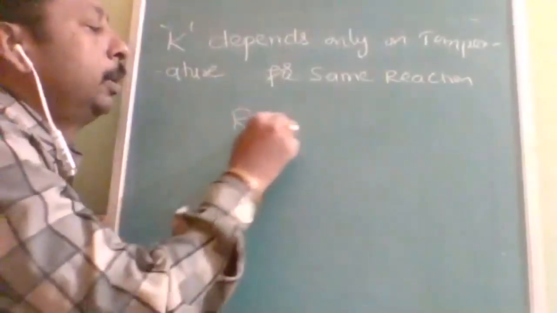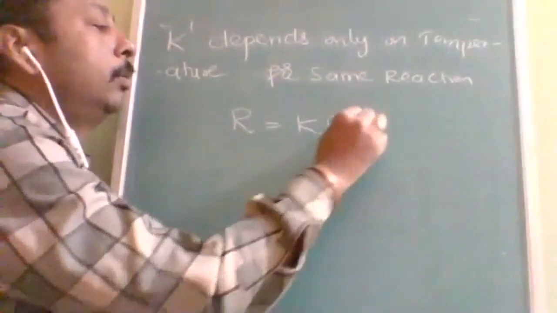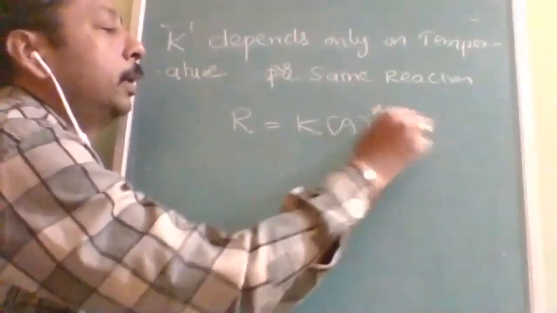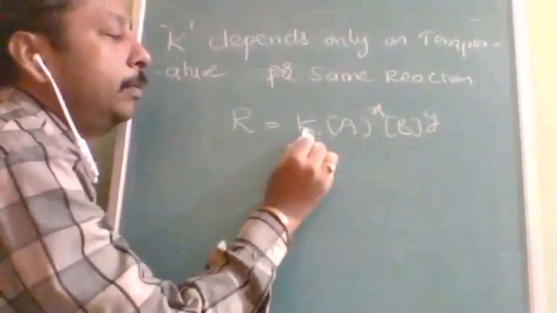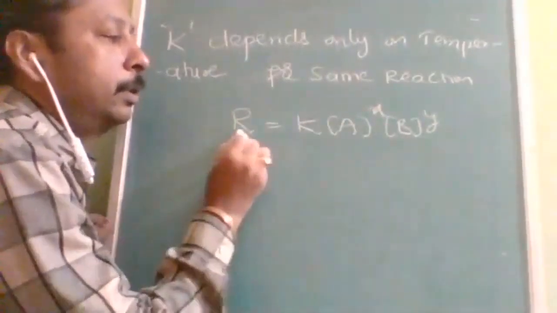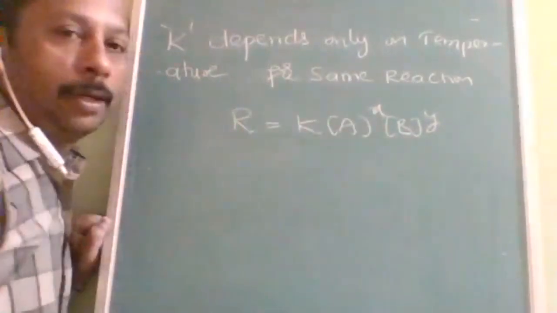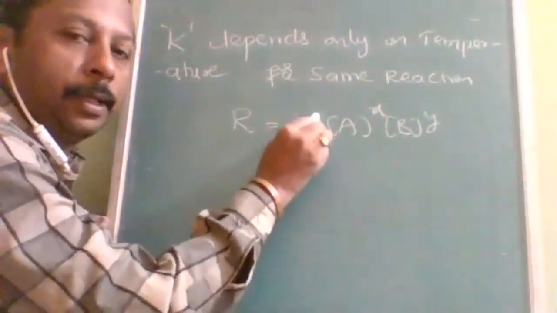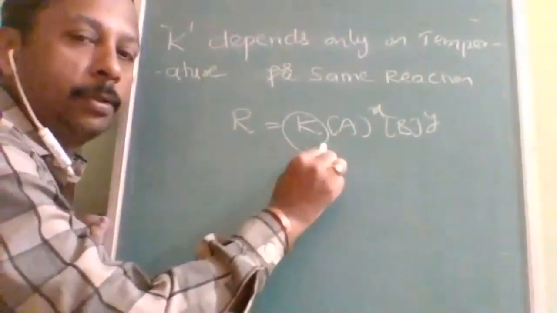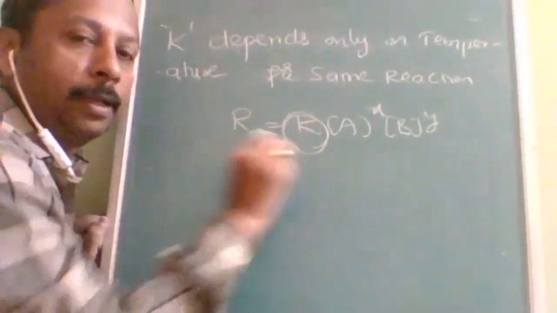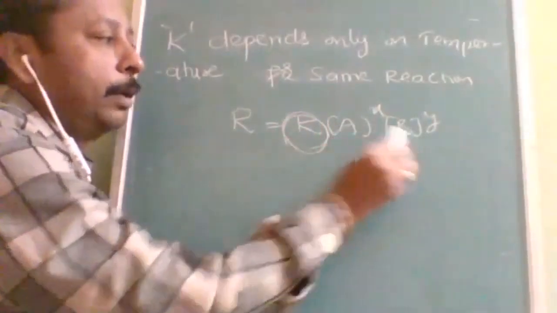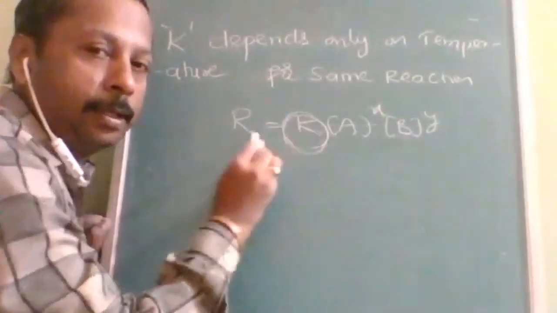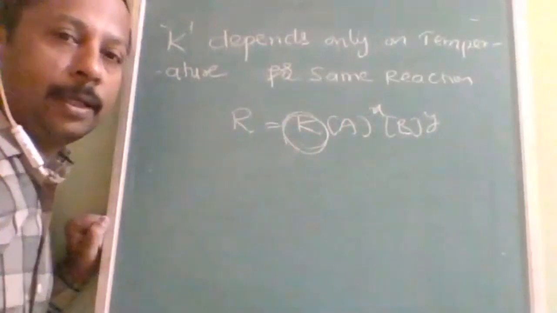Okay, don't think that R is equal to K into A to the power of x and B to the power of y. If I change this, this will change. No, this change will change this, but it will not change K. So any change in concentration, any change in pressure is not going to affect our K. Pressure will change the rate of reaction. Concentration will change the rate of reaction, but not the K value.